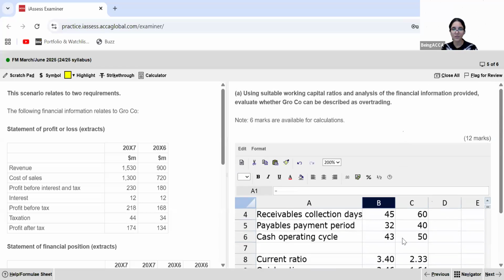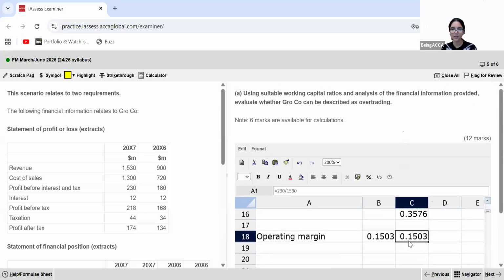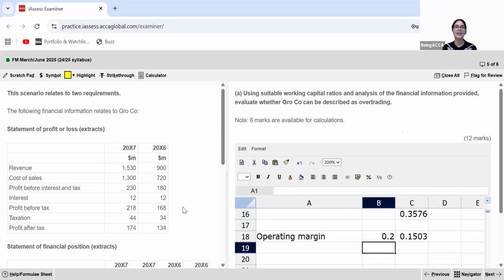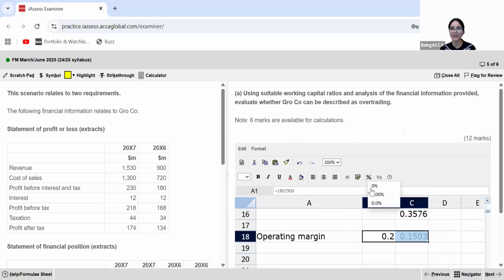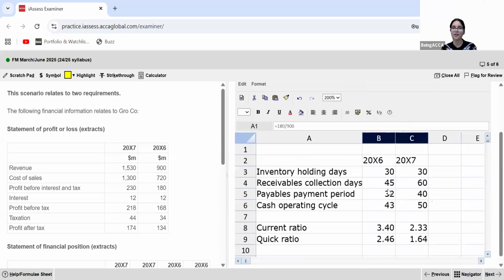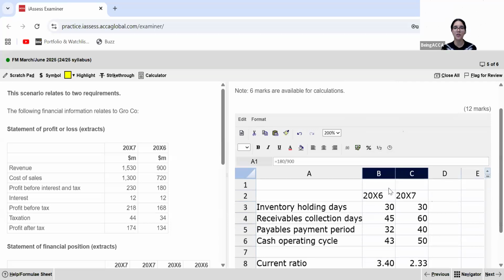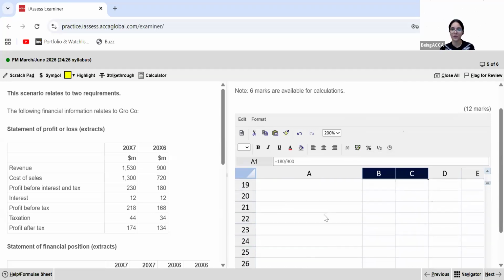Wait a second. For 20x7, I have taken yes, and for 20x6, the PBIT was 180, and I divide this by my revenue of 900. So I can see that my operating margin is also on the decline, which is another bad thing that will happen to the business. Now, I think we are in a decent position to start writing our analysis. I think we've done enough calculations to be able to secure the 6 marks that are available for the same.